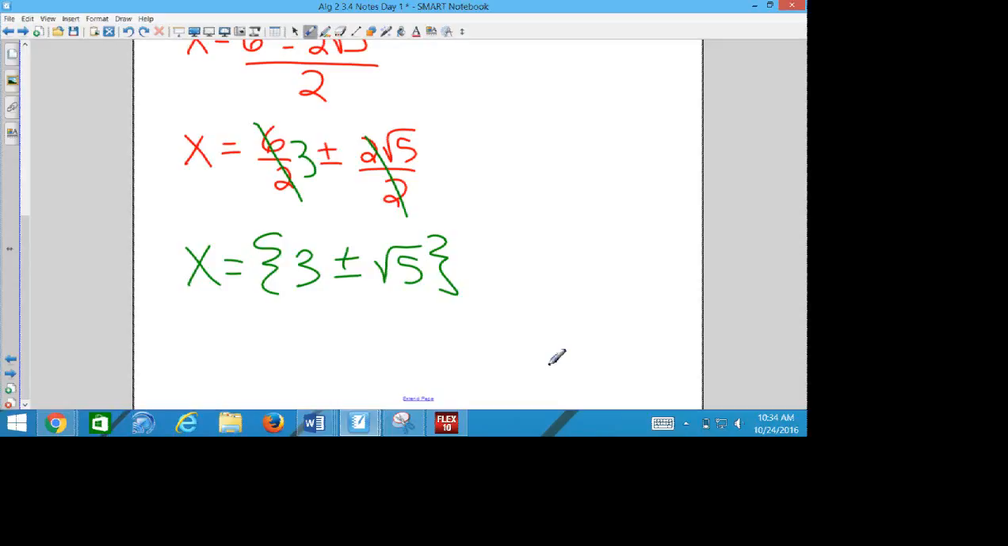You will not be doing the approximate values for your assignment. You'll be doing the exact values. So I'm not going to type it in my calculator. I was just showing you how to do it for future reference. Okay?